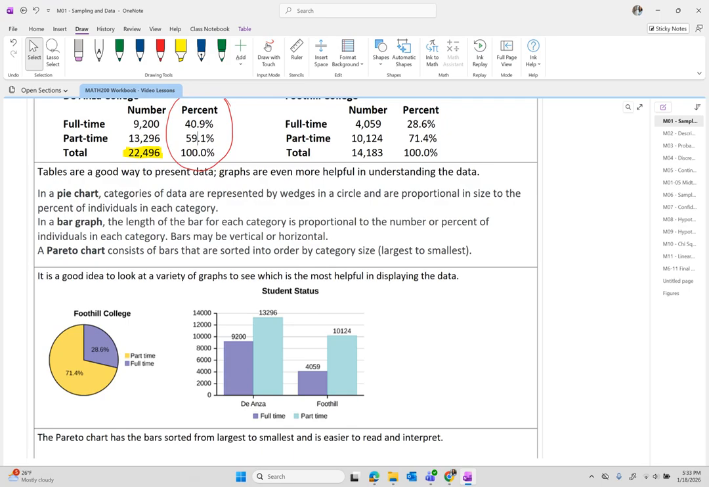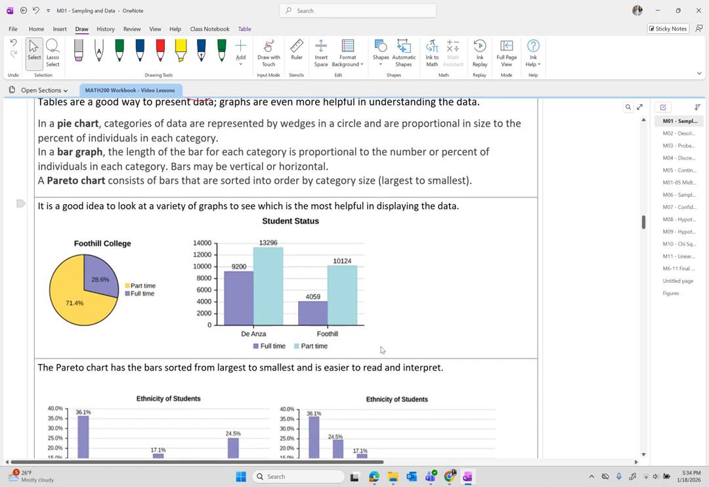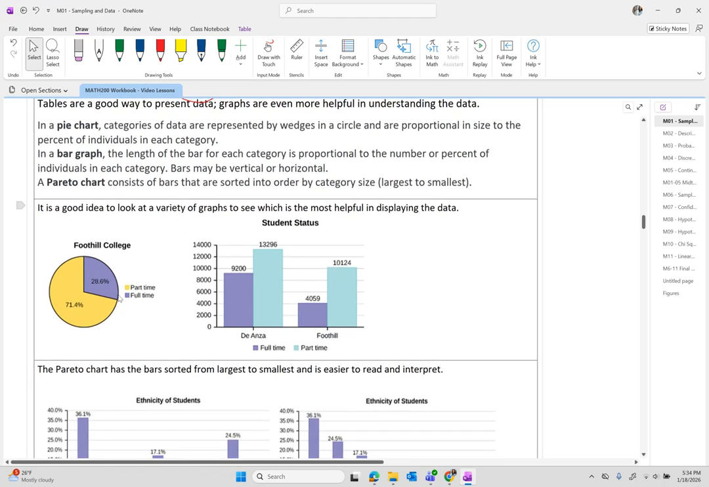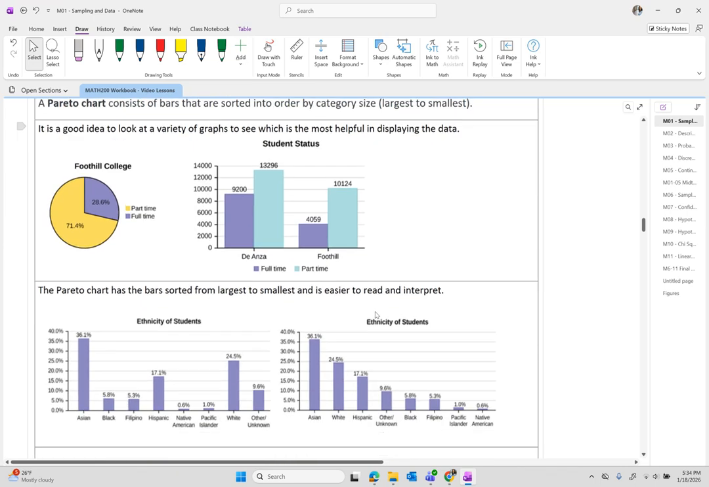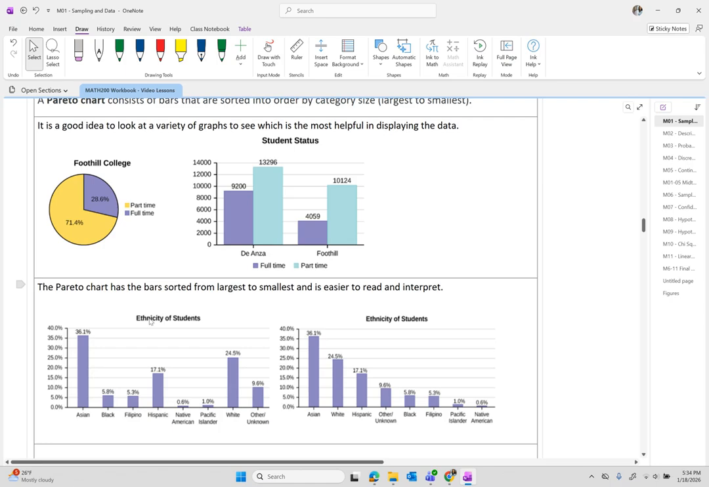In a bar graph, the length of the bar for each category is proportional to the number or percent of individuals in each category. That would be the frequency or the relative frequency. Bars may be vertical or they could be horizontal. So in your project for Unit 1, you will have to use Excel to create pie charts and also side-by-side bar graphs. You will also use Excel to create a bar graph for the ethnicity of students.